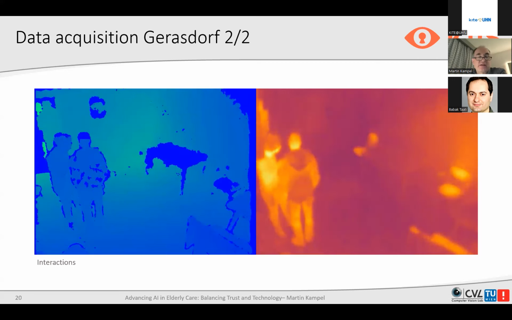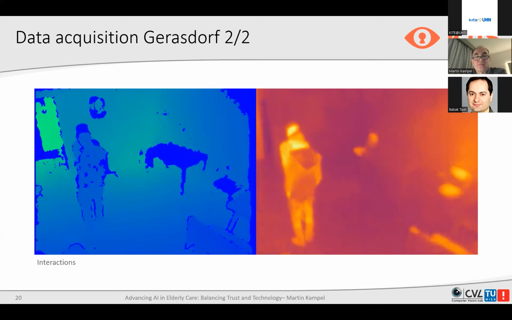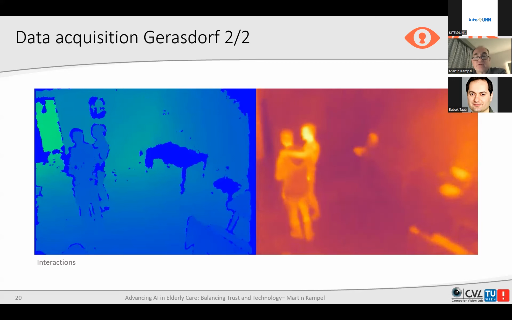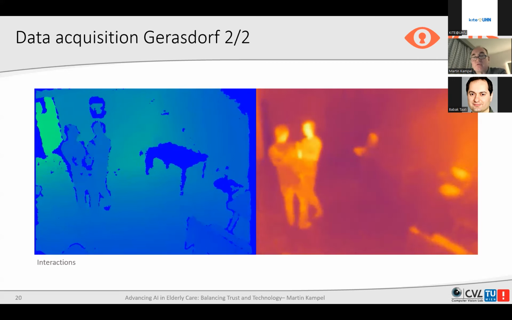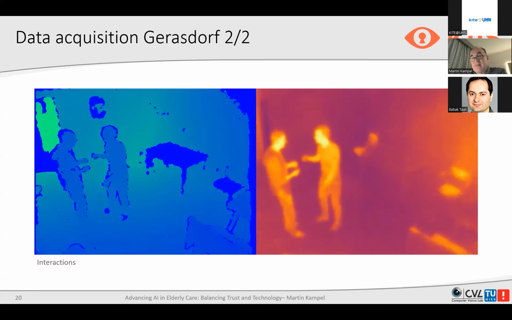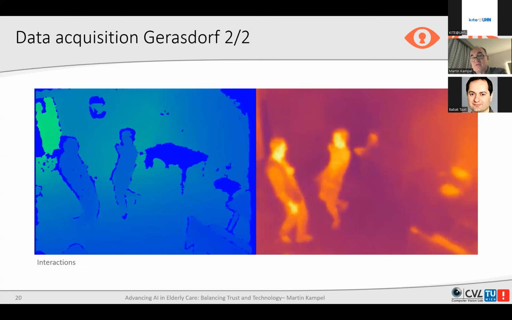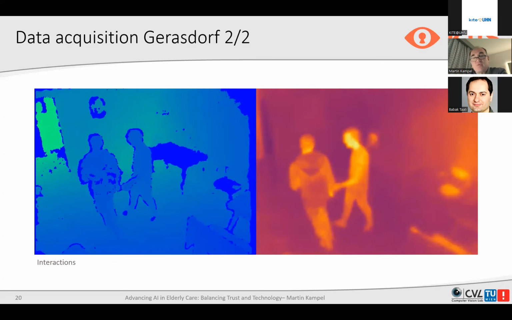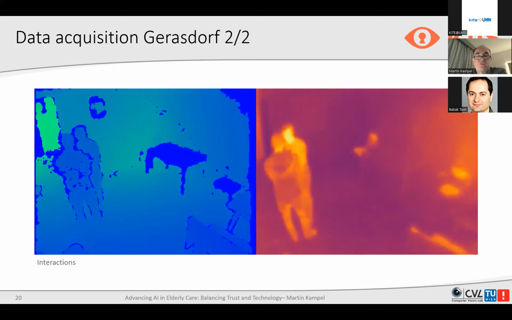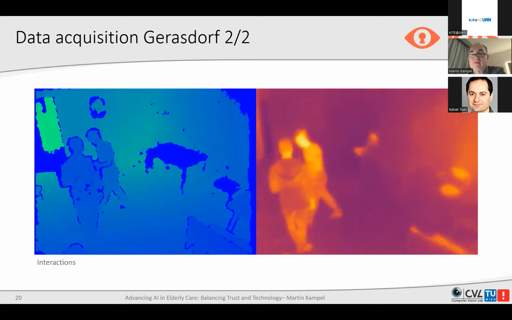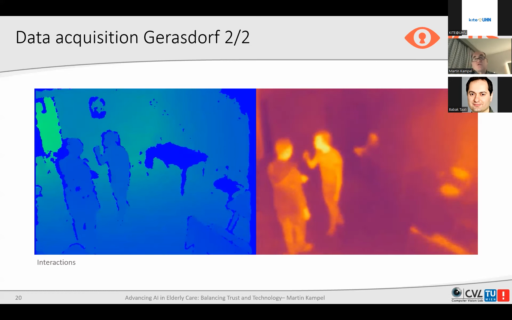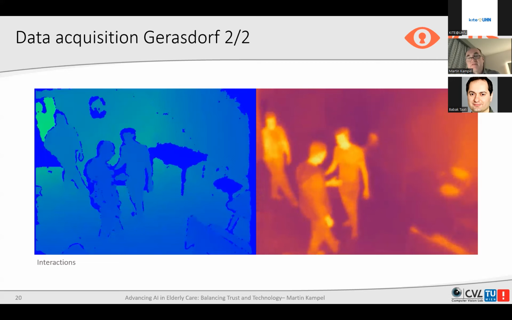Interactions are visualized like that. Now you see here two persons talking to each other, or even hugging, and that also reflects how difficult it is to detect violent situations. We would have an idea that these two people are friends or having some fun together, and do not act against each other.